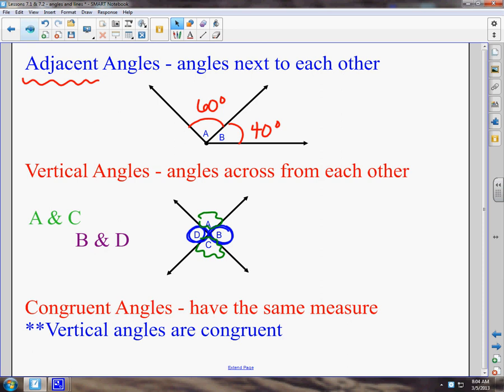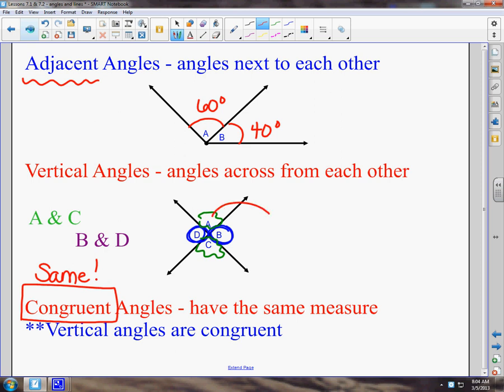Congruent angles have the same measure. The word congruent means same. Make sure you write that down. So if I say, are these angles congruent? It just means, are these the same angle? Do they equal the same amount? And vertical angles are always congruent.